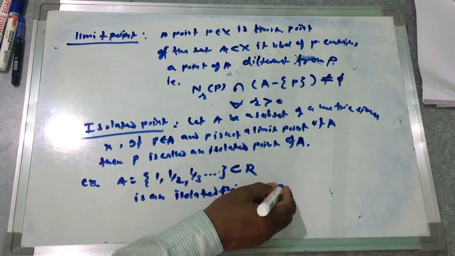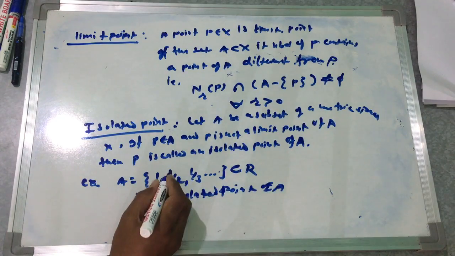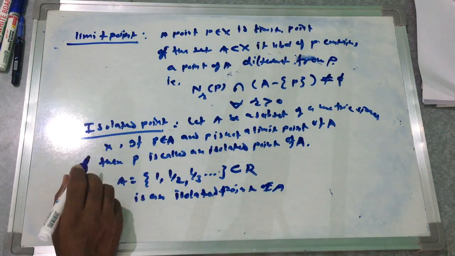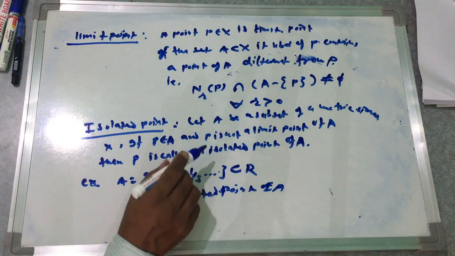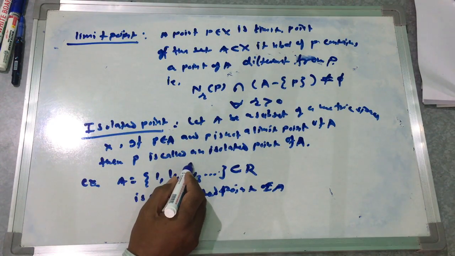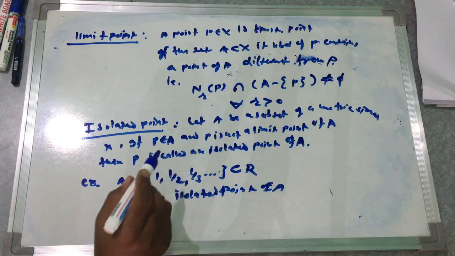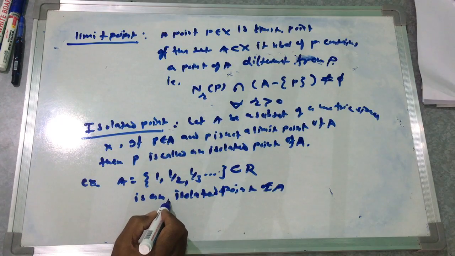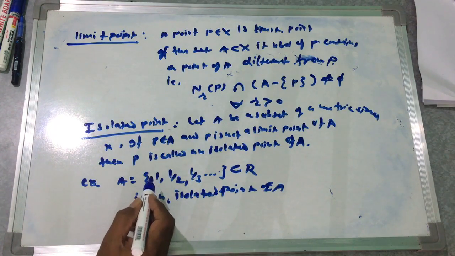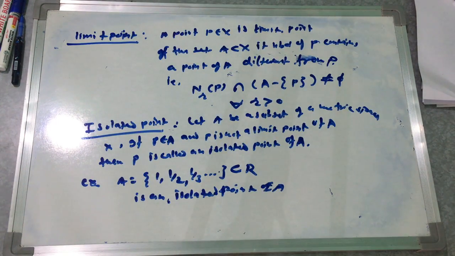So A is a subset of a metric space X, and if P belongs to A and P is not a limit point of A, then P is called an isolated point of A. This is called an isolated point of A.